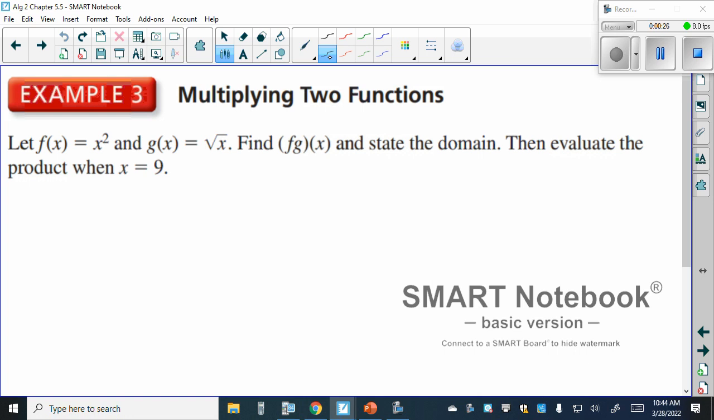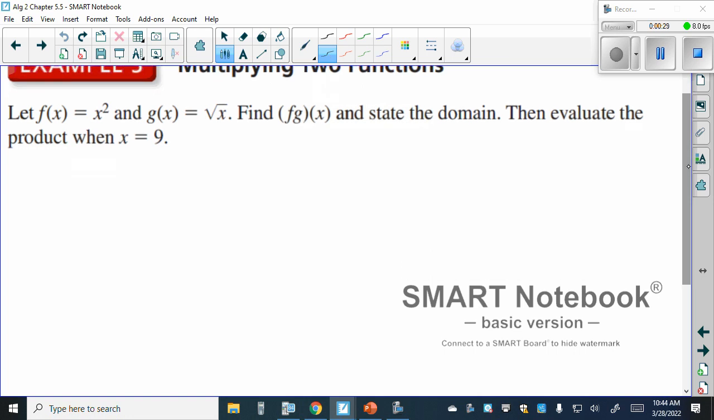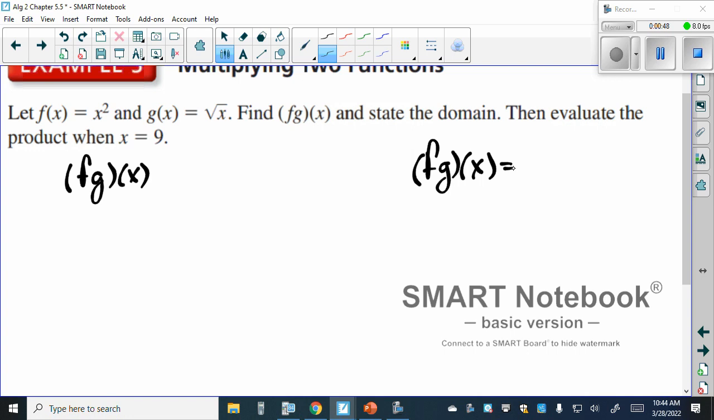So where we left off on Friday is we did addition and subtraction. We went over doing addition and subtraction of functions and then evaluating the function. Now what we're going to be looking at today is multiplication and division. For this first one here, we're finding f times g of x, and then we're going to evaluate f times g of 9. So we're evaluating this function when x is 9.